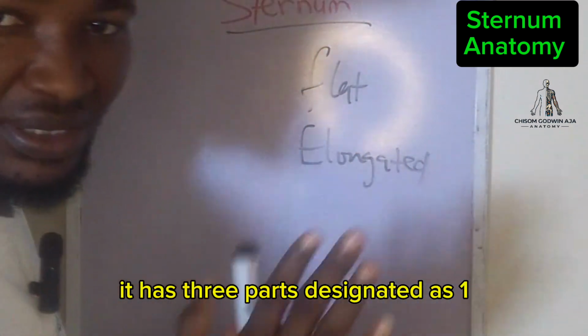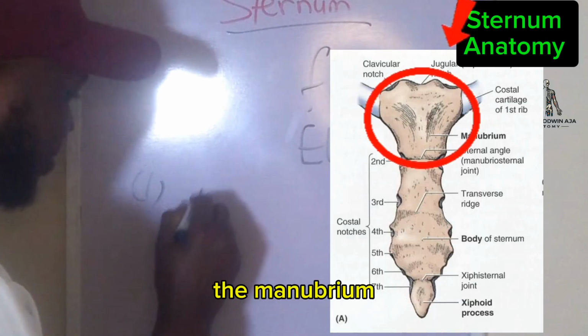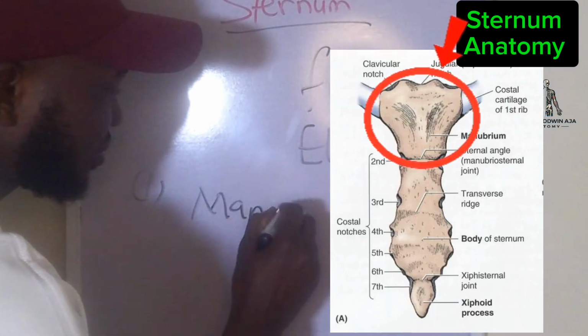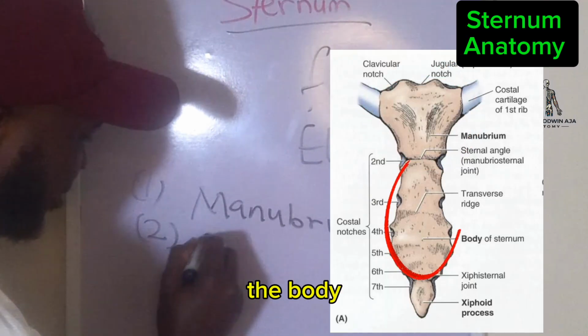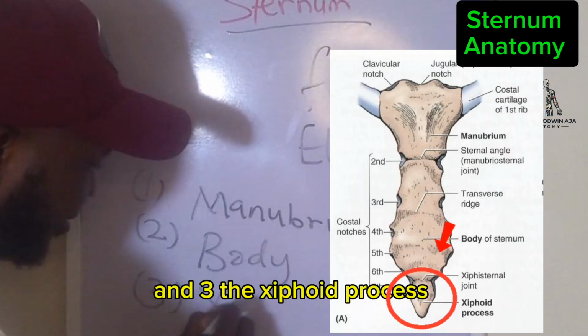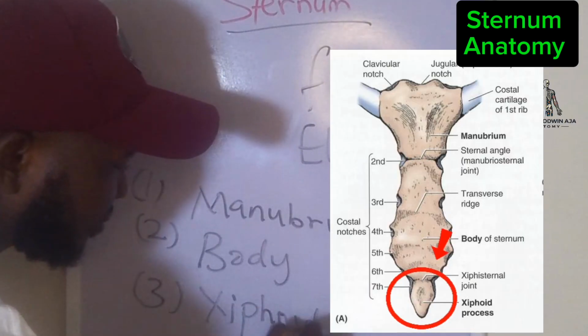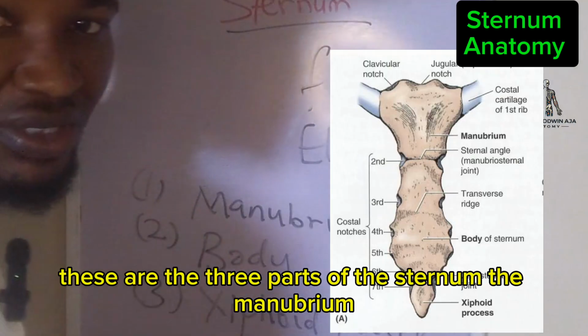It has three parts designated as 1. The manubrium, 2. The body, and 3. The xiphoid process. These are the three parts of the sternum.